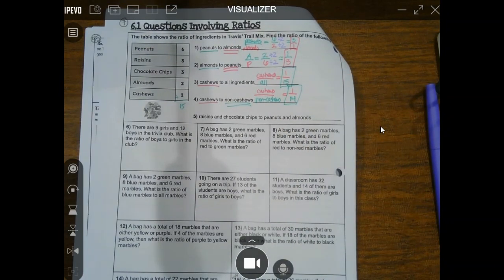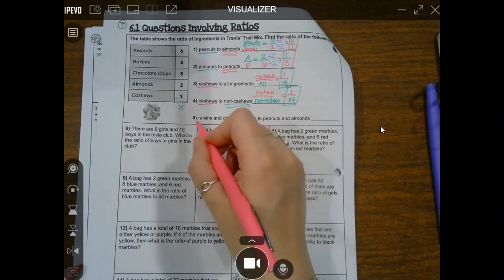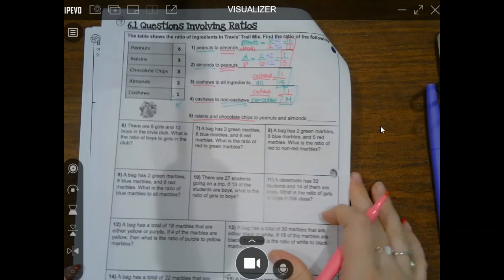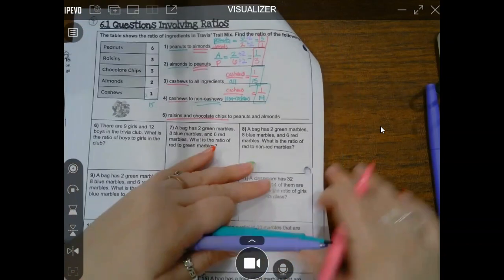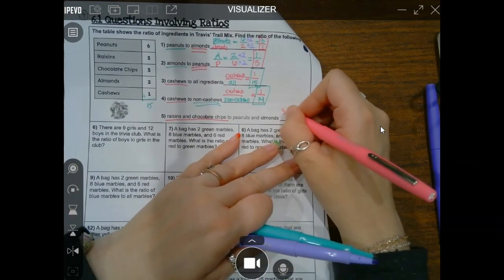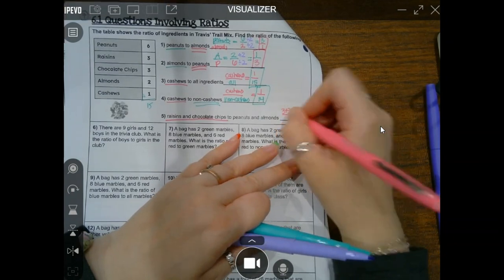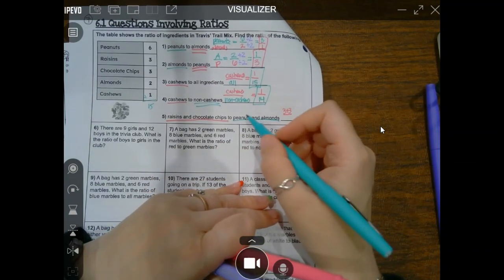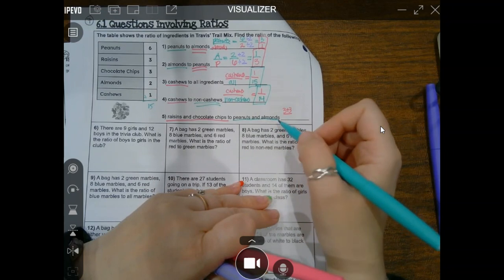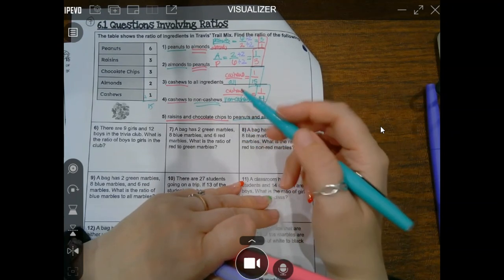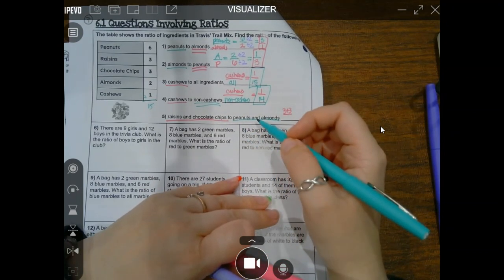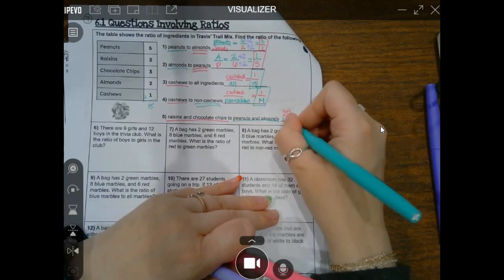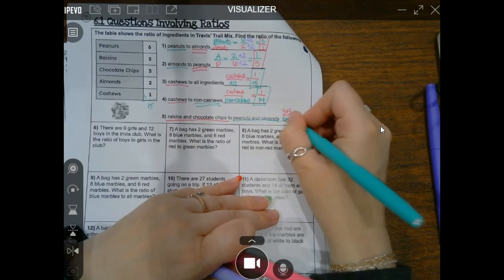Our last one says it wants raisins and chocolate chips. So raisins, there's 3. And chocolate chips is also 3. To the amount of peanuts and almonds. So both peanuts and almonds are on the bottom, and both the raisins and chocolate chips are on top. So how many peanuts are there? We said there were 6. And how many almonds? 2.